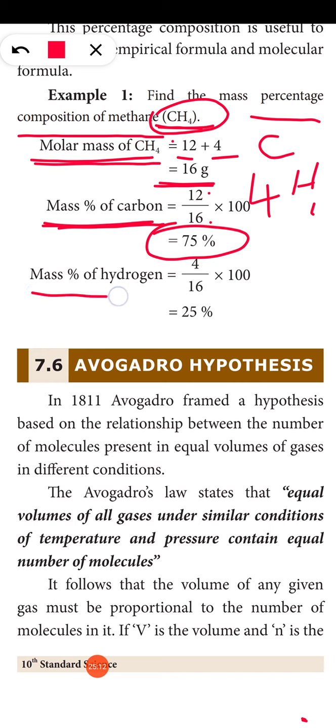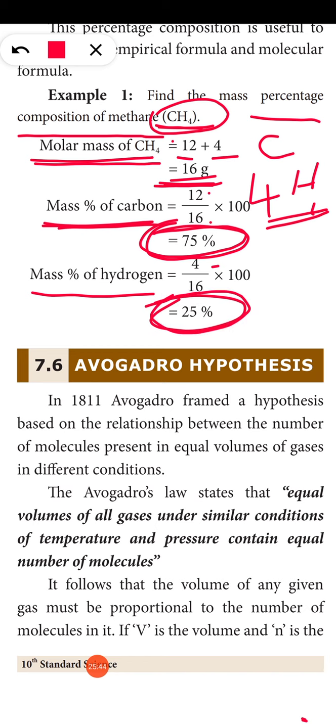In the same way, we can calculate the mass percentage of hydrogen. Hydrogen, 4 hydrogens are here. So 4 into 1 is equal to 4. Molar mass of 4 hydrogen in methane. The atomic mass of one hydrogen is 1 gram, so 4 hydrogens is 4 gram, divided by 16. Molar mass of methane is 16. So 4 divided by 16 into 100 is equal to 25%. In methane, 75% of carbon and 25% of hydrogen is present. Methane is made up of 75% of carbon and 25% of hydrogen.